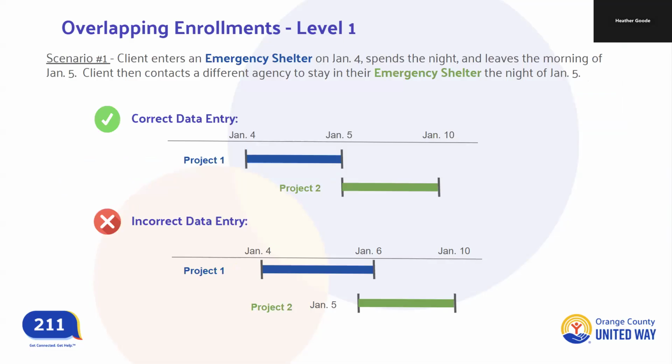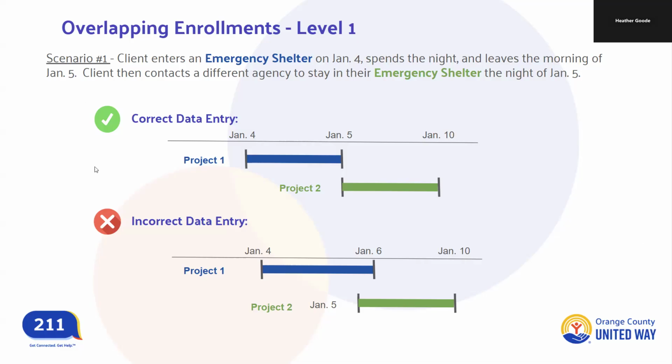We're going to cover some scenarios for each of the levels of the pyramid, and we'll start with this first level. The first scenario is where a client enters an emergency shelter on January 4th, spends the night, and leaves the morning of January 5th, and then contacts a different agency to stay in their emergency shelter on the night of the 5th, and then stays through the 10th.